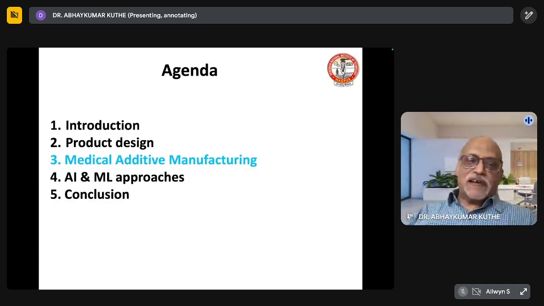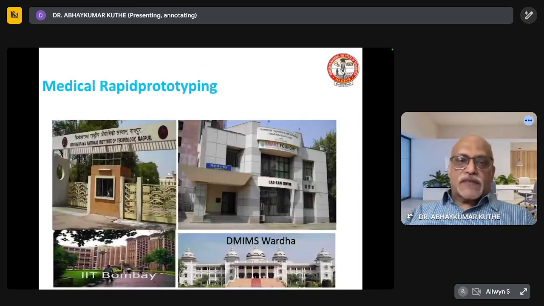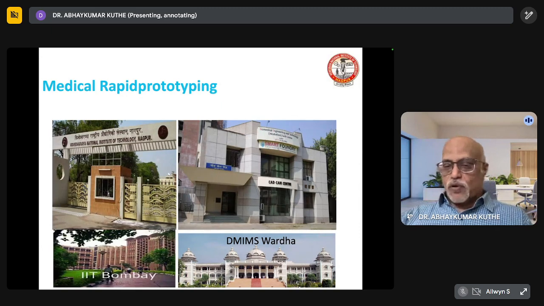Okay. Now, let us enter into our core domain: what is medical additive manufacturing, or rather, what exactly are we supposed to look at from the point of view of additive manufacturing used in the medical domain. I'm happy to tell you that we all work together with a medical institute in a place near Nagpur called Wardha. That institute is a medical college and a very big medical hospital. IIT Bombay, VNIT Nagpur, and DIMS Wardha are closely associated.